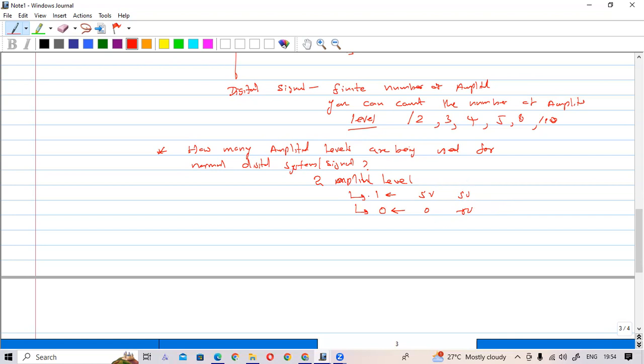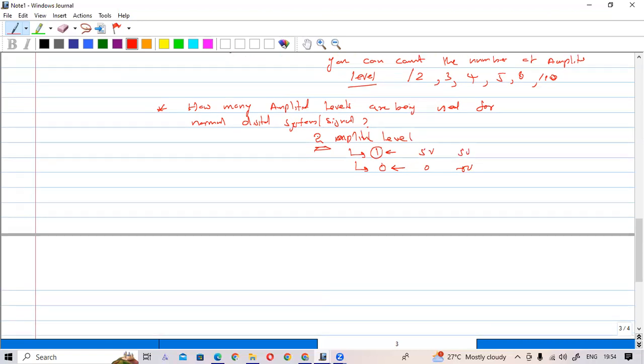So normally you are using 1 and 0, 2 amplitude levels. One amplitude level is shown using 1 and the other using 0. So 2 amplitude levels we are using for most current digital systems.